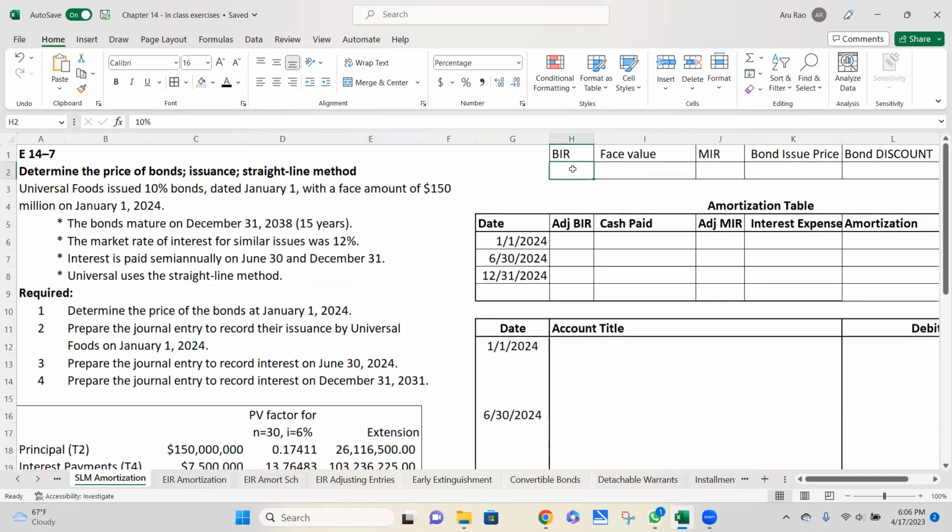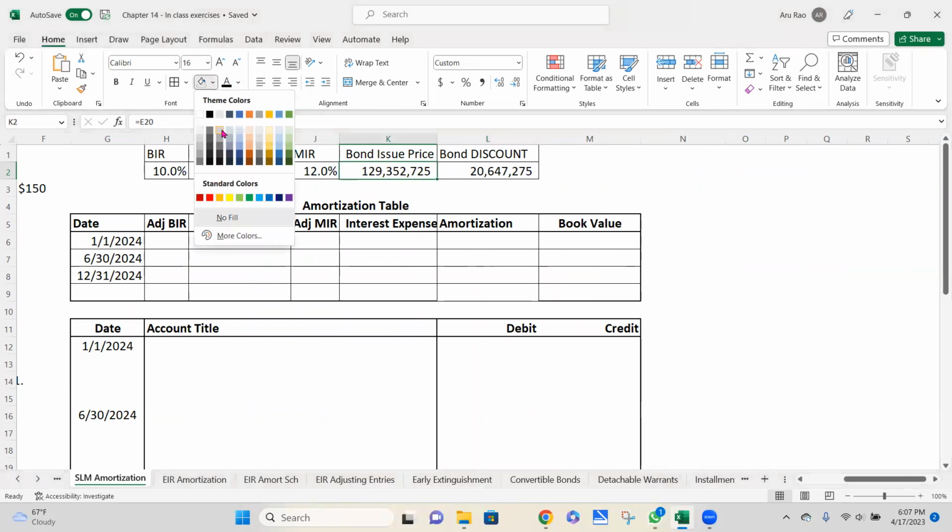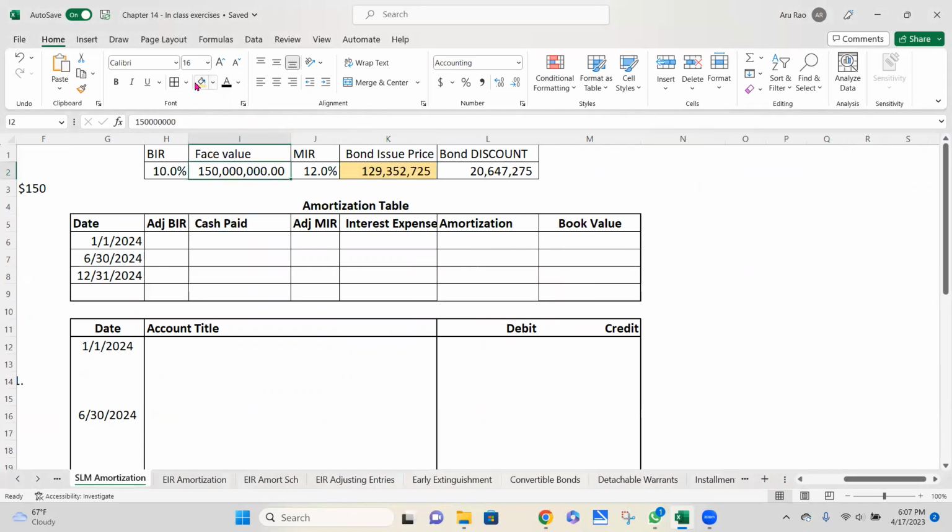So let me write this information up over here. My bond interest rate is 10%, face value is $150 million, market interest rate is 12%, and the bond issue price I just calculated is $129,352,725. That's a mouthful there. The difference between face value and the bond issue price is your bond discount. So it's simply 150 minus this number. Now that we have these three numbers, let me just highlight them. I always had the 150 million. I calculated the bond issue price. Therefore, I know the discount.